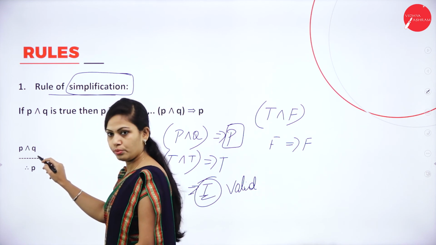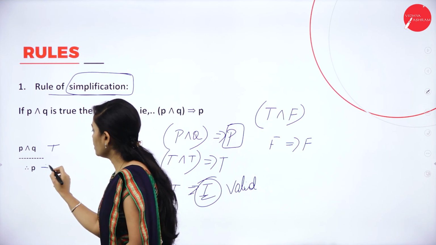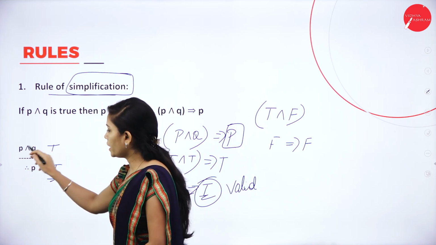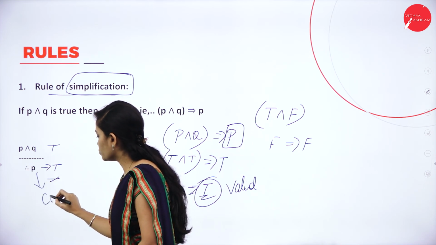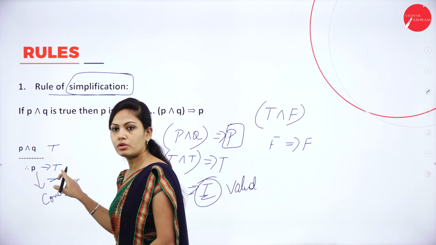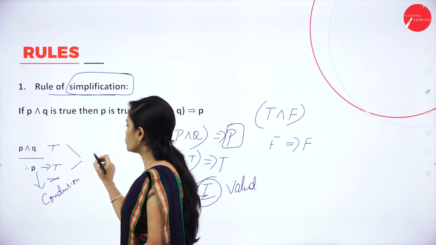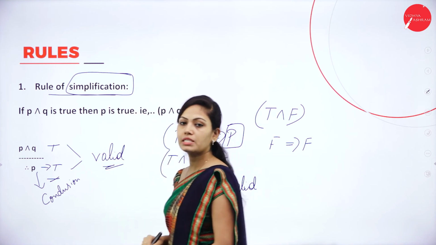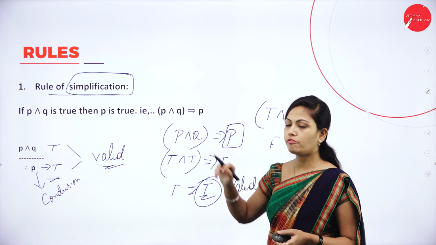P and Q is true. So, P must be true. Therefore, P and Q, therefore P. This is called the conclusion. Therefore, P is also true. If both the statements are true, then it is a valid argument. Otherwise, it is invalid. If you get a false condition, it means it is not a valid statement.